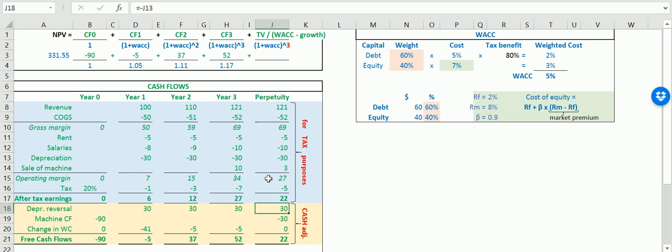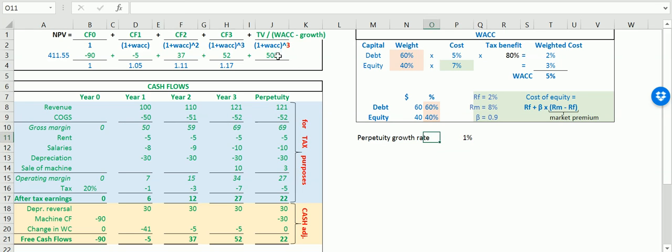And that assumes that you keep on investing at the same rate as you did in the last year. So that gives you a free cash flow for the perpetuity period. I'll put that. Okay, so that's the 22. With the 22, we're going to divide it by the WACC minus growth rate, and that'll give us 408. Wait, I forgot to mention the growth rate. So the perpetuity growth rate is, let's say, 1%.